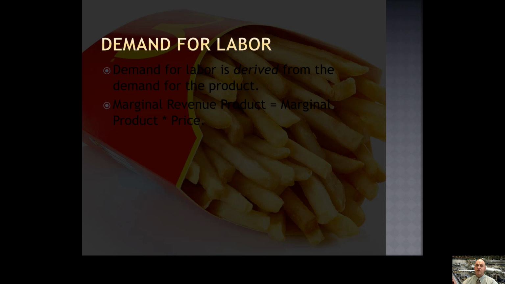Now, one of the concepts that you'll discover in this chapter is the idea of marginal revenue product. There's that word marginal, which simply means incremental. In chapter 7, we discussed marginal product, which is the additional product that an additional worker can produce. Marginal revenue product is simply the marginal product times the price of the good.